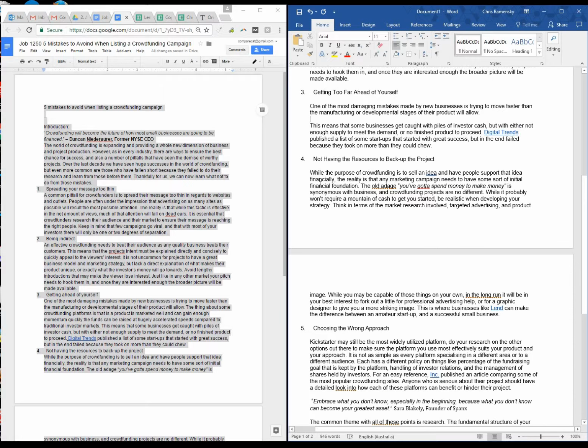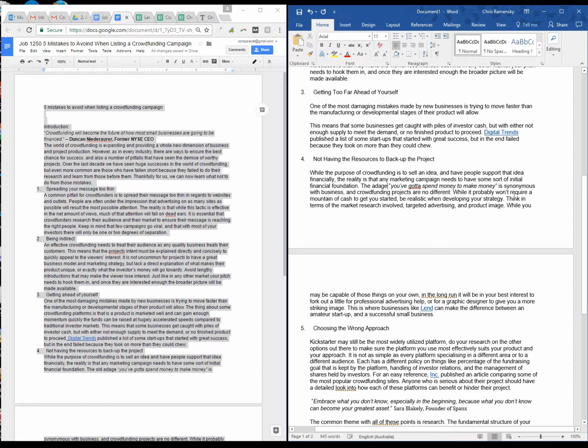Not having the resources to back up the project. While the purpose of crowdfunding is to sell an idea and have people support that idea financially, the reality is that any marketing campaign needs to have some sort of initial financial foundation. The old adage, "you got to spend money to make money," is synonymous with business, and crowdfunding projects are no different.